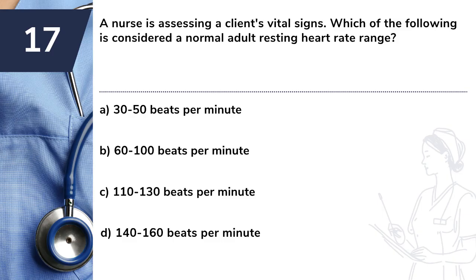Question 17. A nurse is assessing a client's vital signs. Which of the following is considered a normal adult resting heart rate range? A. 30 to 50 beats per minute. B. 60 to 100 beats per minute. C. 110 to 130 beats per minute. D. 140 to 160 beats per minute.